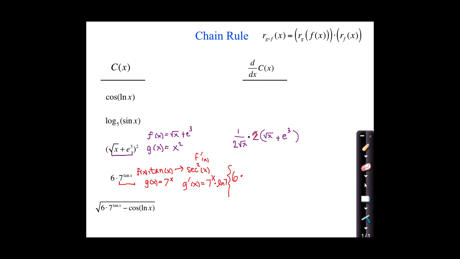If I have g of f of x and I want to find a derivative, I need that rate of change function for g, but with the whole function f of x in that spot there. So I need tangent of x still in the exponent, in other words. So I've got 6 times 7 to the tangent of x times natural log of 7.